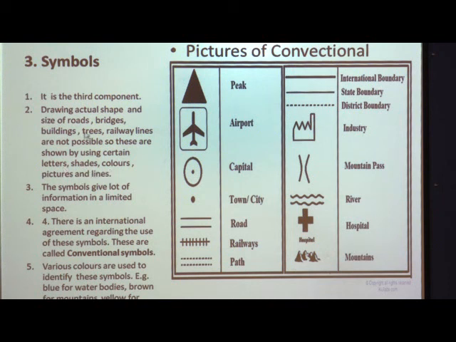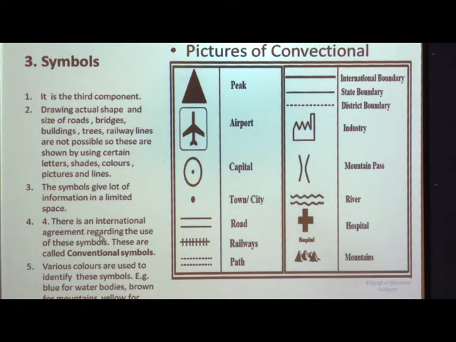Means on a map we cannot draw. If you want to show an airport, we cannot draw an airport. If you want to show railway lines, we cannot draw railways. Drawing the actual shape and size is not possible, so these symbols are used for maps. These symbols give a lot of information in a limited space. They require very small space.